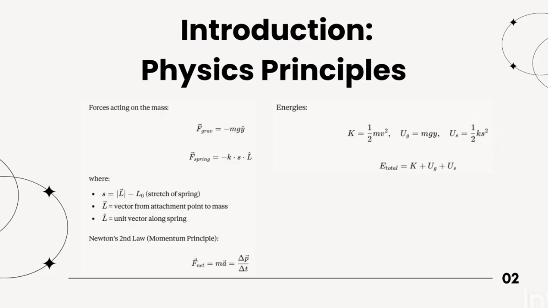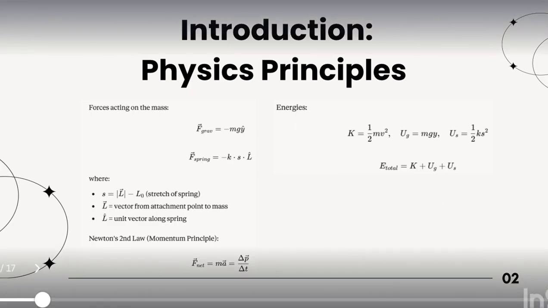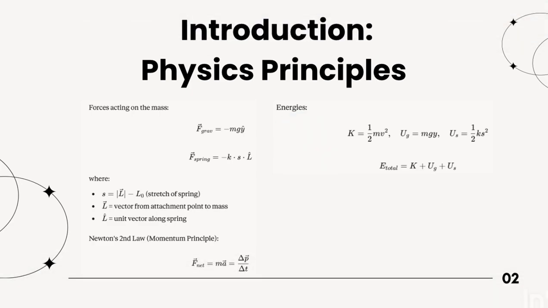The system we used is the mass alone, the surroundings are the earth and the spring. Two forces act on the mass, gravity pointing straight down with magnitude mg, the spring force pointing along the spring toward the attachment point with magnitude k times s, where s is the stretched length of the spring. We apply the momentum principle, which states that net force equals mass times acceleration, to update velocity and position at each time step. Since both forces are conservative, we also track three forms of energy: kinetic energy, gravitational energy, and spring potential energy.